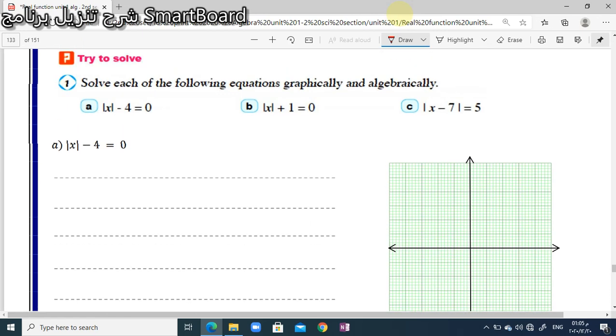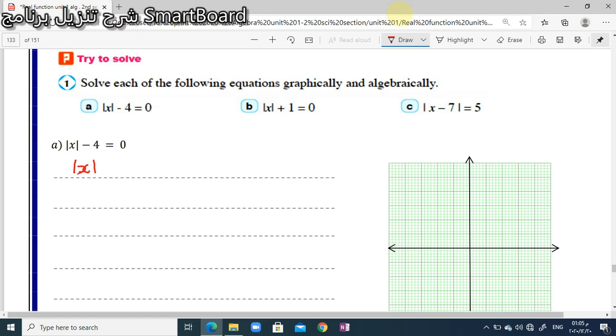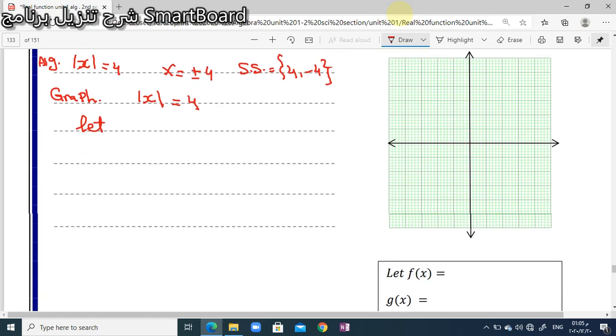So the first one, absolute x minus 4 equals 0. By adding 4 to both sides, absolute x equals 4, so x will be positive or negative 4. This is the algebraic method. So the solution set equals 4 and negative 4. The graphical method: absolute x equals 4, let f of x equal absolute x, and g of x equal 4.